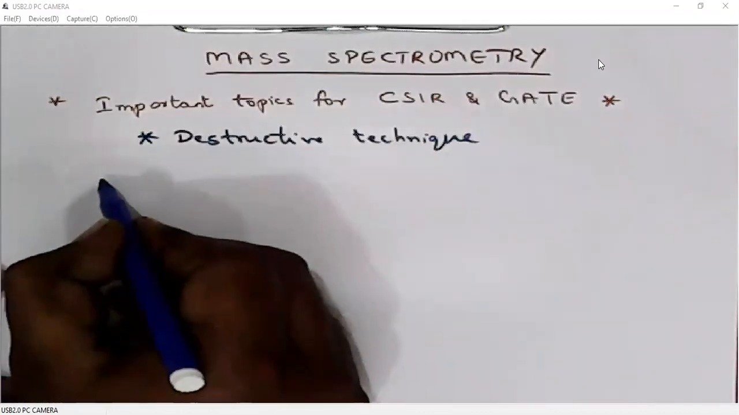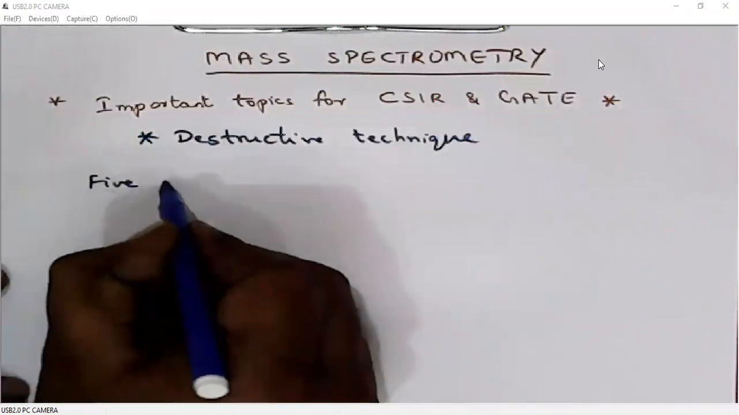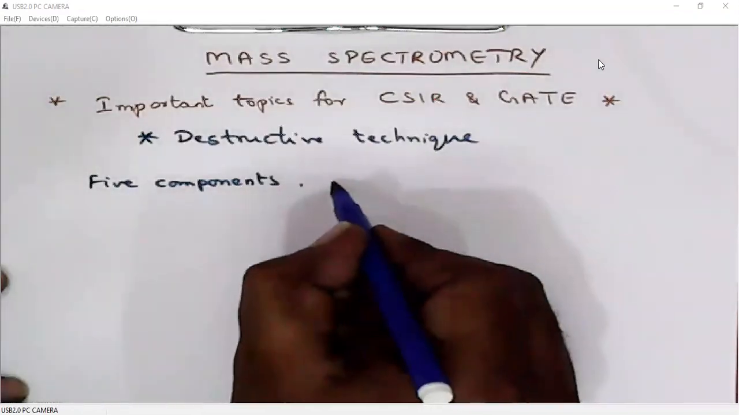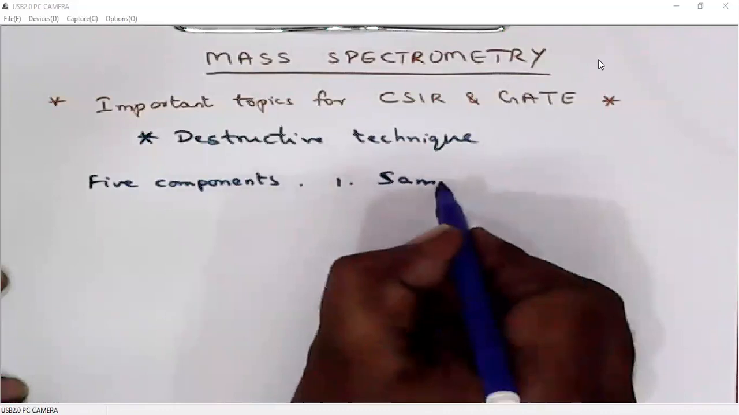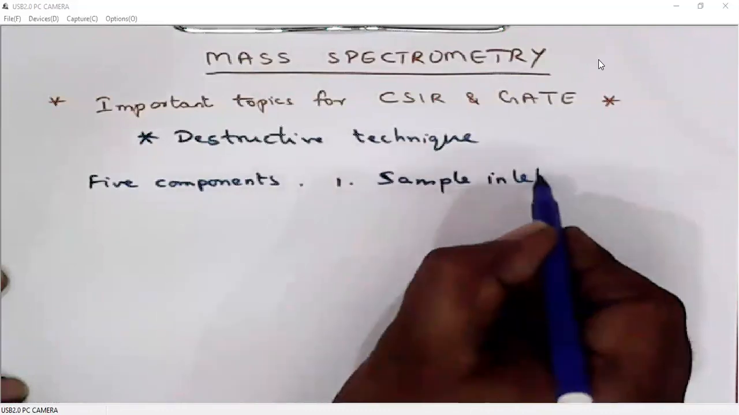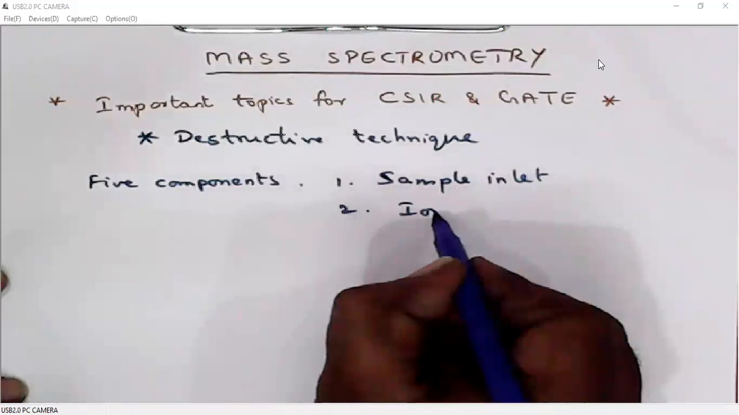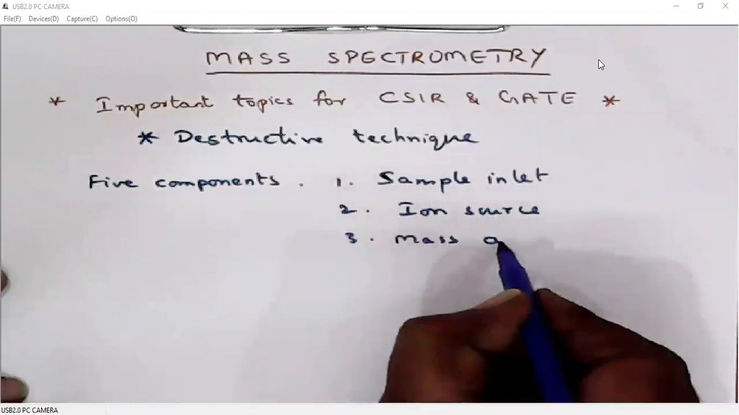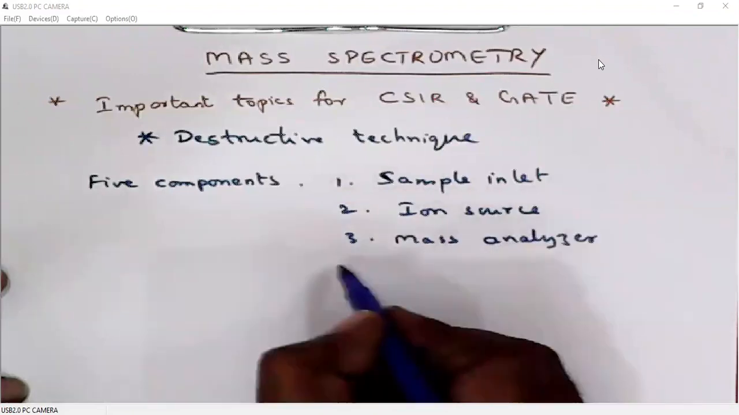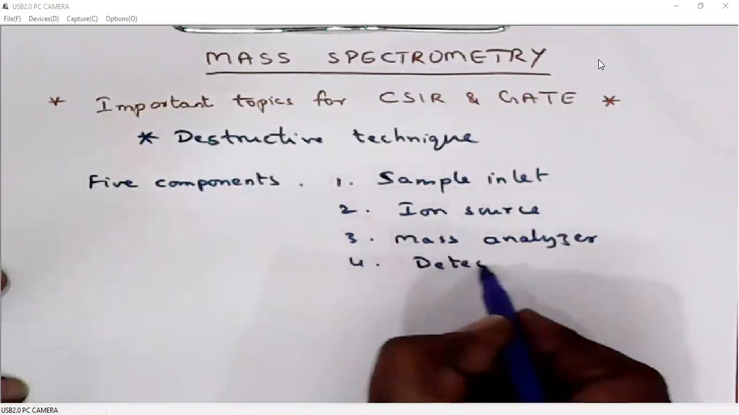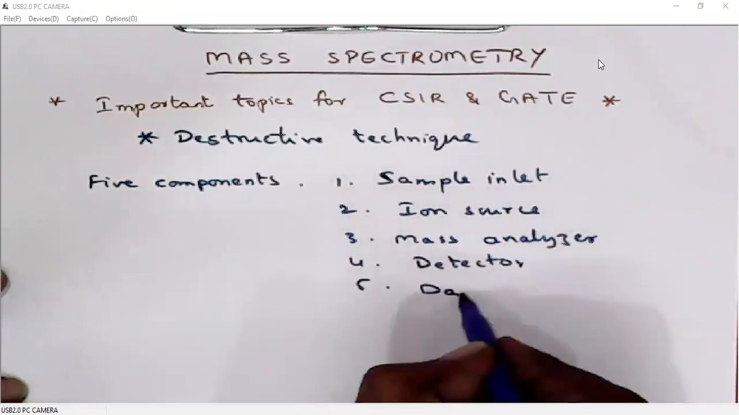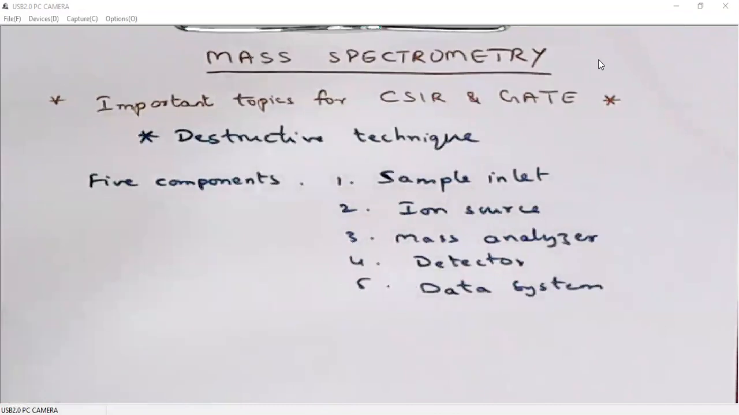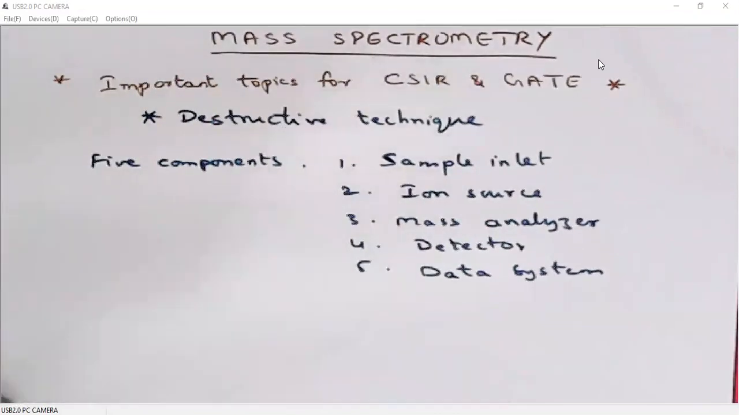Basically, a mass spectrometer has 5 components. One is sample inlet, second ion source, third mass analyzer, fourth detector, and fifth data system. That means a computer. So this is the basic construction of a mass spectrometer.